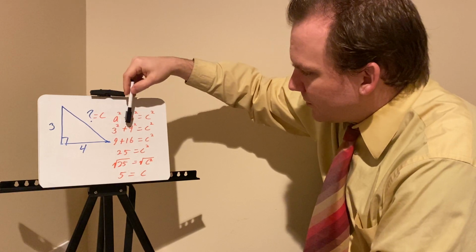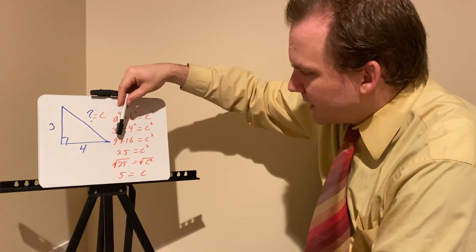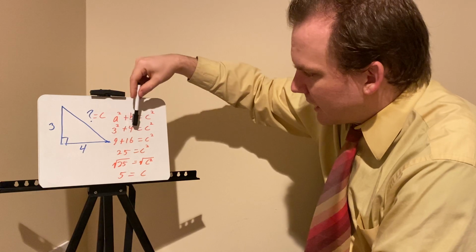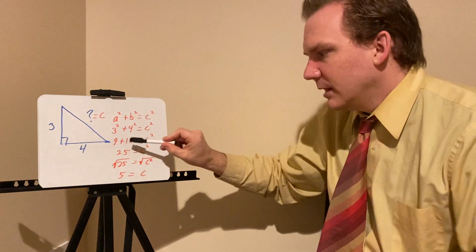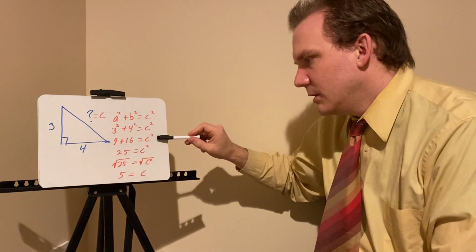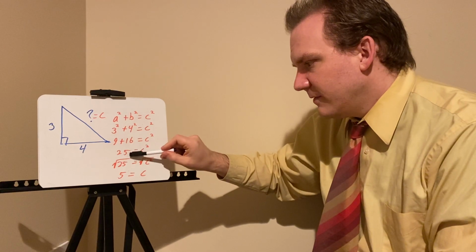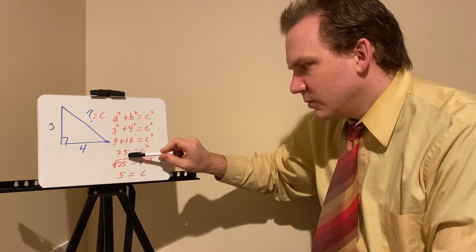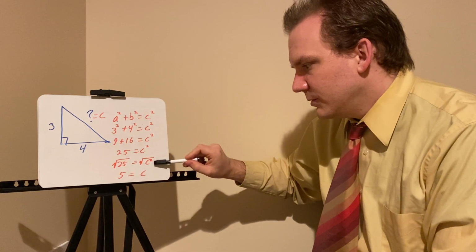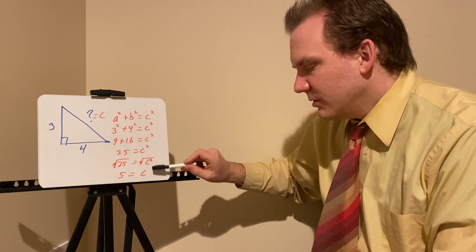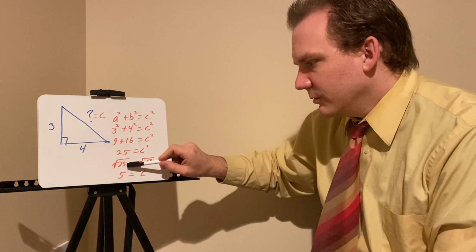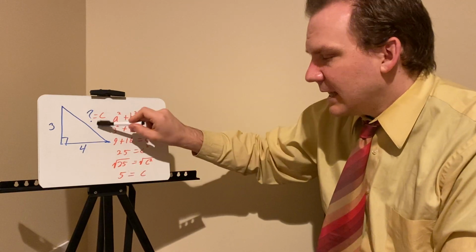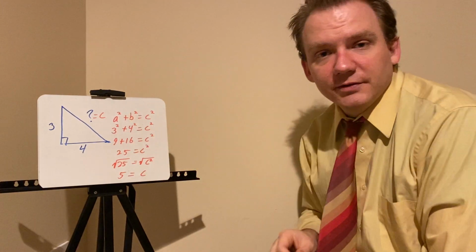So 3 squared plus 4 squared equals C squared. 3 squared is 9, 4 squared is 16. So 9 plus 16 equals C squared. 9 plus 16 is 25, so 25 equals C squared. Now I take the square root of 25 and the square root of C squared. Square root of C squared is C. Square root of 25 is 5. So this side length is equal to 5.